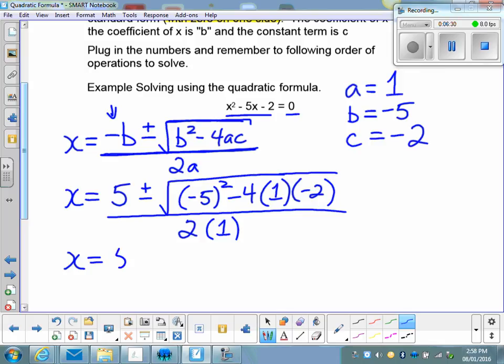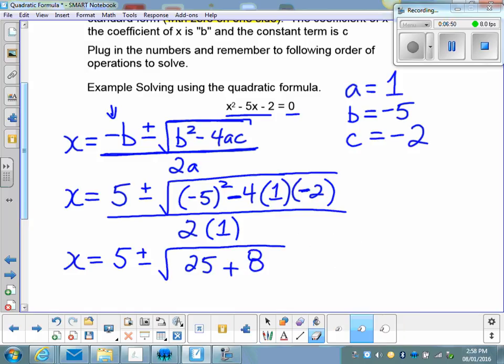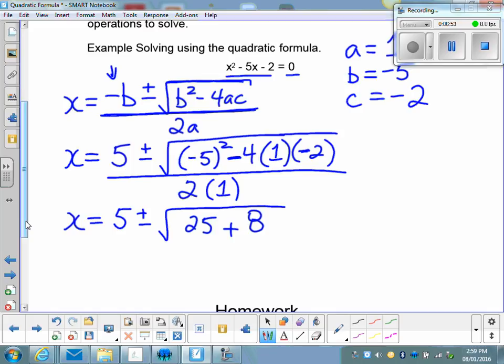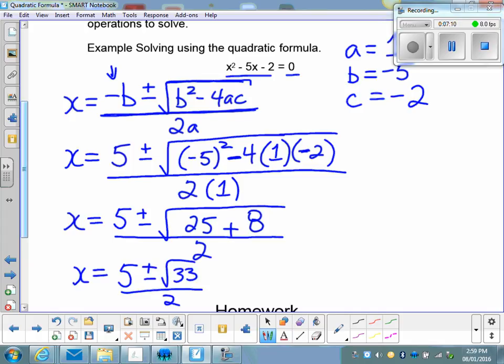So we're going to figure out what we get underneath the root sign here first. So negative 5 squared, negative 5 times negative 5 is going to give us 25. And then here we've got negative 4 times 1 times negative 2. So when we multiply those together, we're going to end up with plus 8. And we need to remember that we don't forget the denominator. 2 times 1 is going to give us 2. So we end up with x equals 5 plus or minus the square root of 33 over 2.